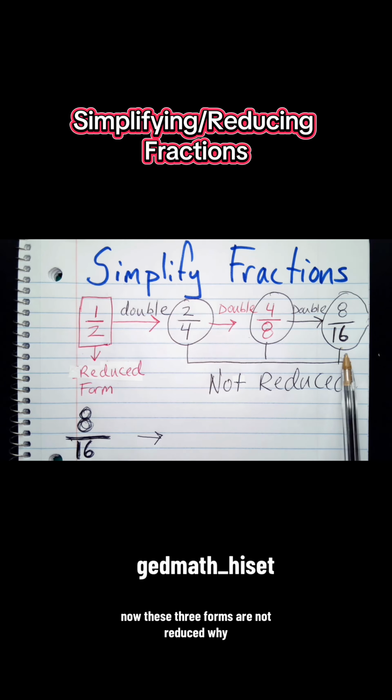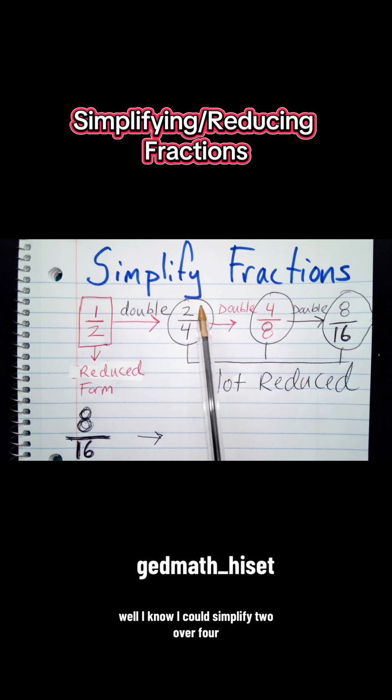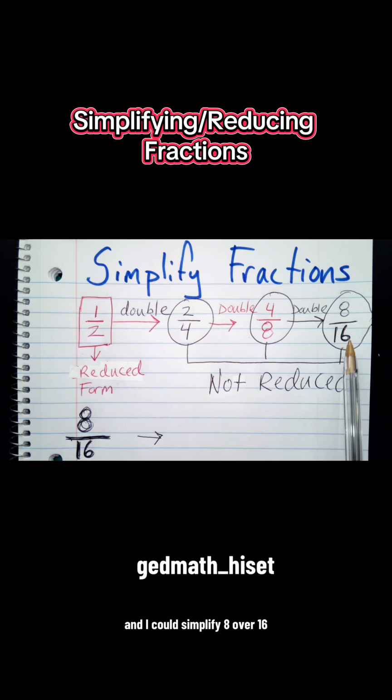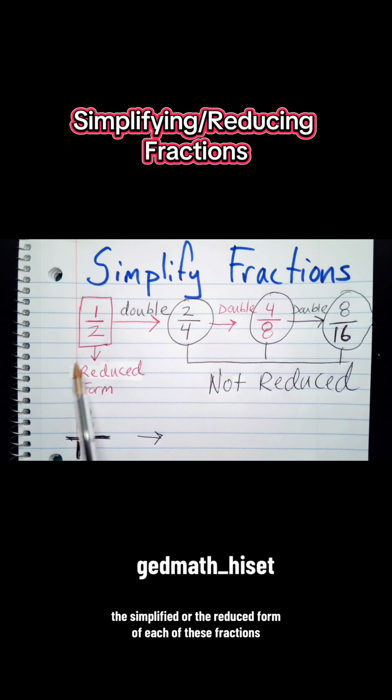Now these three forms are not reduced. Why? Well, I know I could simplify 2 over 4. That could become 1/2. I can simplify 4 over 8, and that would become 1/2. And I could simplify 8 over 16, which would become 1/2. The simplified or the reduced form of each of these fractions.